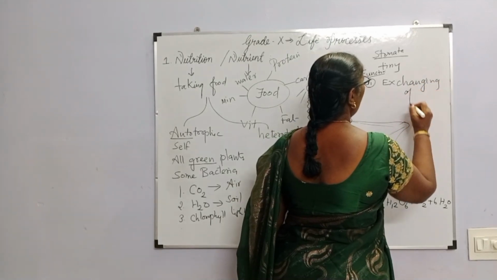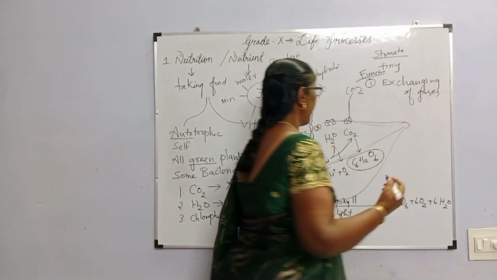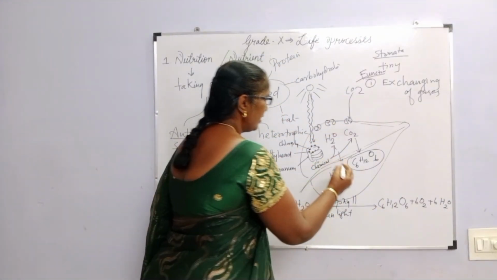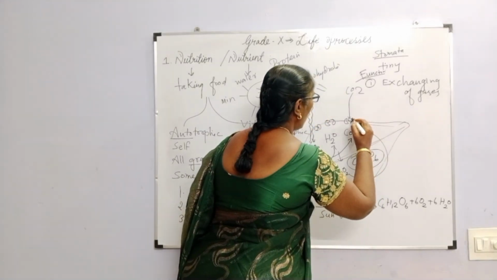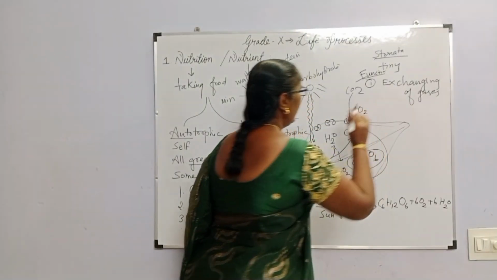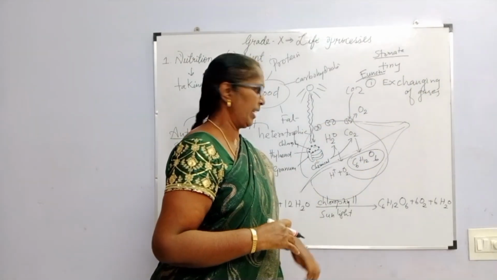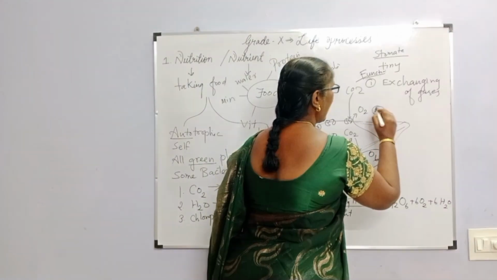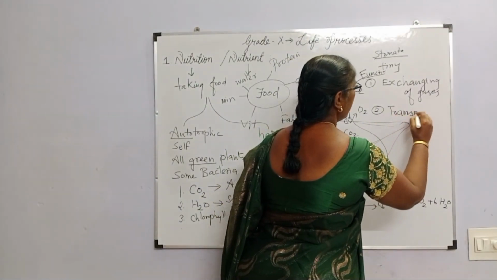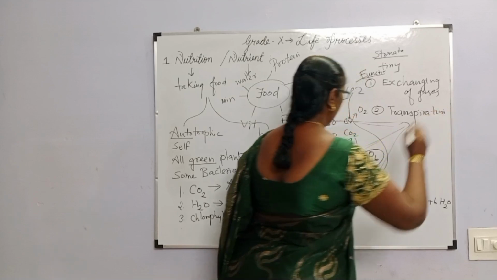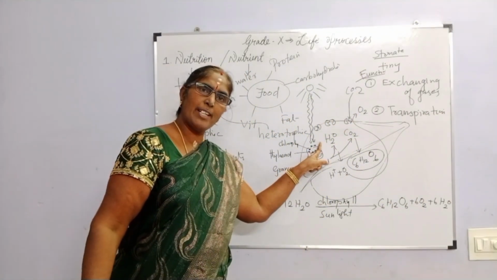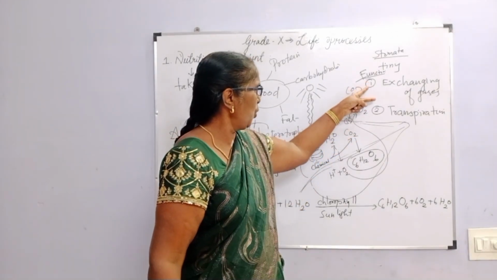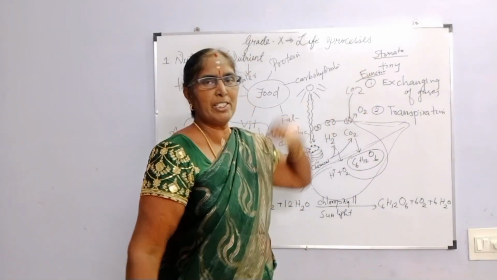Exchanging of gases. First, I say, through stomata carbon dioxide enters inside. Like this, after splitting, the oxygen also goes out through stomata. Oxygen is going out, carbon dioxide is coming inside. So exchange of the gases is the first point. Second point, transpiration. What is transpiration? Already water came here. This water may be in excess, it will be eliminated out through stomata. So these two functions take place by the stomata.